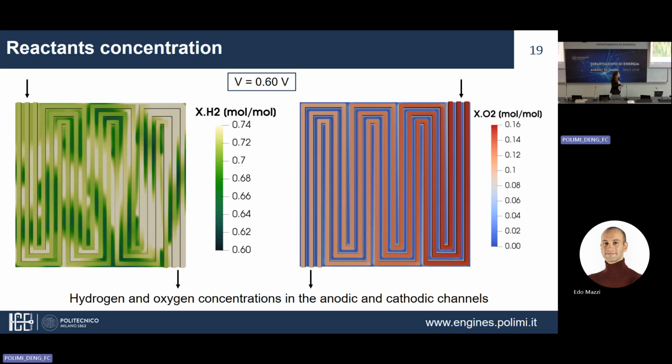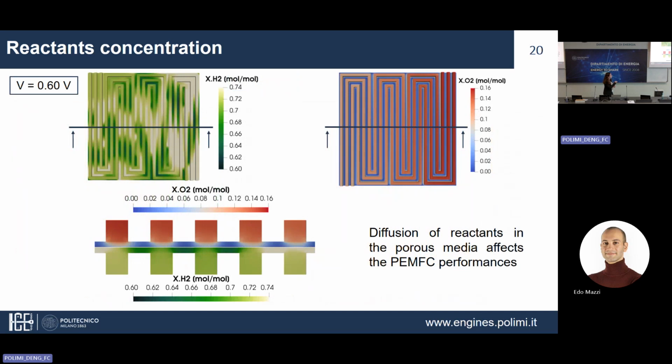More interesting are the in-plane distributions of reactants. So in this slide, you can see hydrogen and oxygen distribution, so at the anode and the cathode, and we can see, as expected, a consumption from the inlet to the outlet. And more interesting is the concentration not only in an in-plane distribution, but also in a through-plane distribution. So as you see in these images, you can see how the diffusion of the reactants affects the performances of the fuel cell, because in fact, you can see that here we have some problem with the diffusivity of oxygen under the rib.